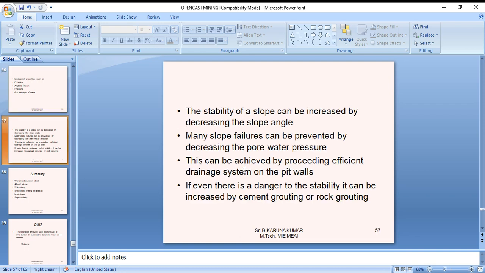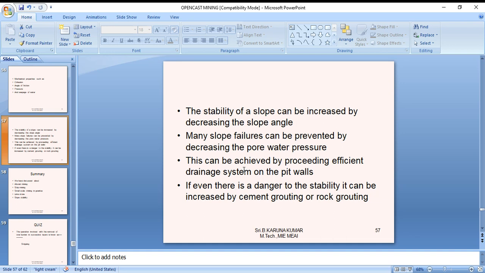Now I am concluding slope stability. The stability of a slope can be increased by decreasing the slope's angle. Many slope failures can be prevented by decreasing the pore water pressure. This can be achieved by providing an efficient drainage system for the pit walls. If there is still a danger to stability, it can be increased by cementing, grouting, or rock grouting.